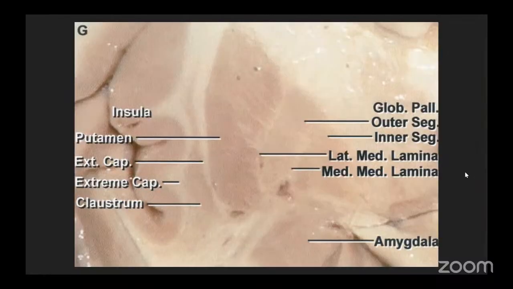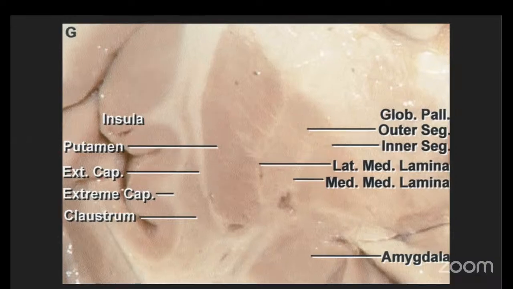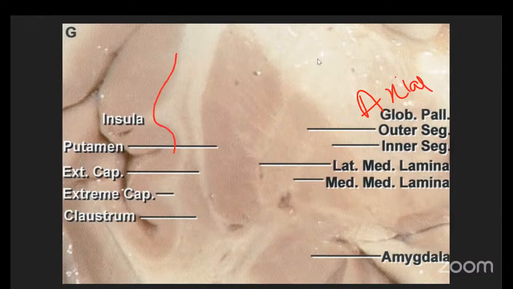So let's zoom out slightly. This is a very zoomed in image. And it's here so that we get some idea what happens if we cut through the insula. This is an axial section, by the way. Yes, this is an axial section. And you can see the insula here, which is marked. And then we see the claustrum.